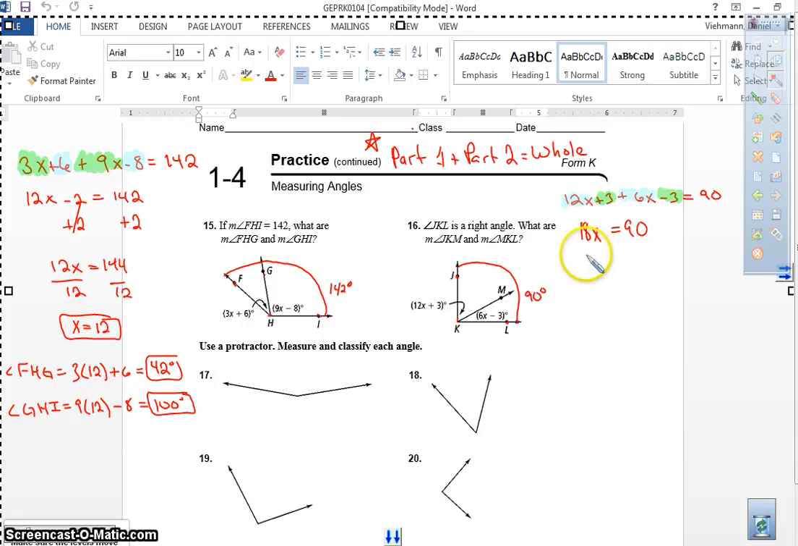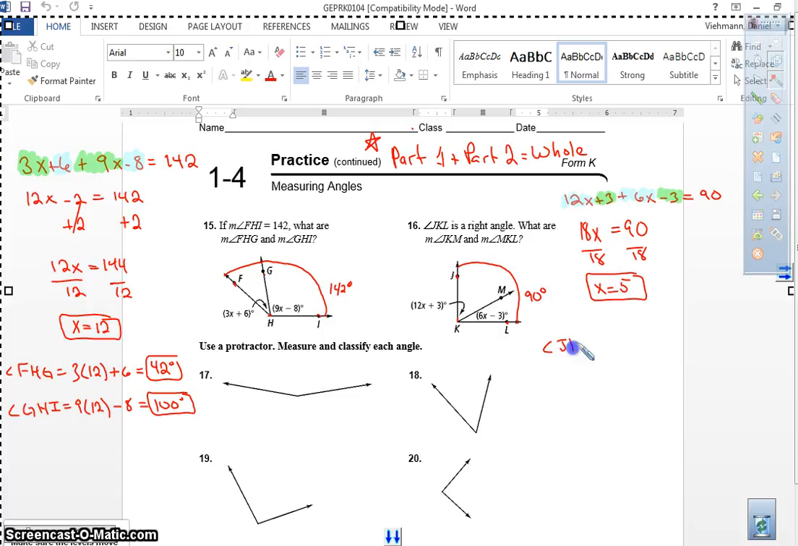Joseph, what do I do now? We divide by 18. And what did we get? 5. Joseph, do you agree with that? Yeah. I agree. All right. Now we know x is 5. Are we finished? No, we have to find out the angle measures. You have to substitute 5 for x.